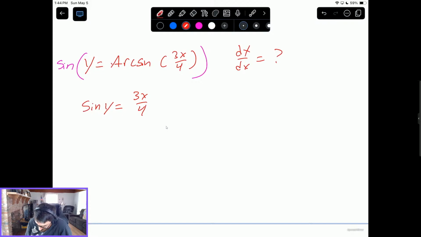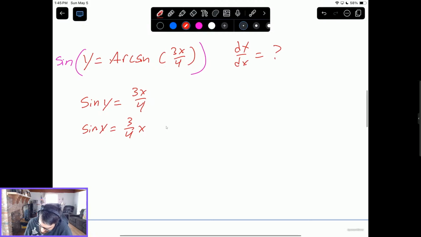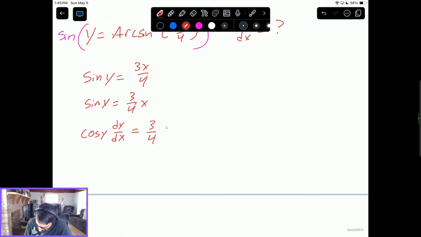Now I need to take the derivative, and actually I'm going to rewrite this as 3 over 4 times x. That just makes me happier, not getting confused with the quotient rule on 3x over 4. Now it's just sine of y equals 3 over 4 x. Take the derivative of both sides implicitly. The derivative of sine is cosine y, but I have to chain it, dy/dx, equals the derivative of 3/4 x, which is simply 3 over 4. If I divide both sides by cosine y, I get that dy/dx is equal to 3 over 4 cosine y. And that's the final answer to the question.